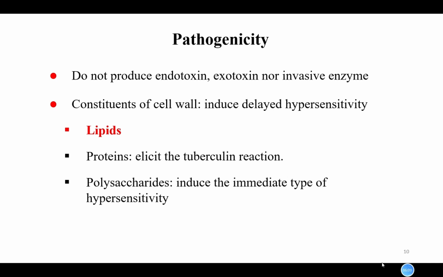The most important virulence factors of tuberculosis are the different lipid molecules. They produce lipid molecules as their virulence factor. But they also produce some proteins and polysaccharides as virulence factors. Especially, they cause delayed hypersensitivity. This is due to the production of proteins, the hypersensitivity due to the proteins.